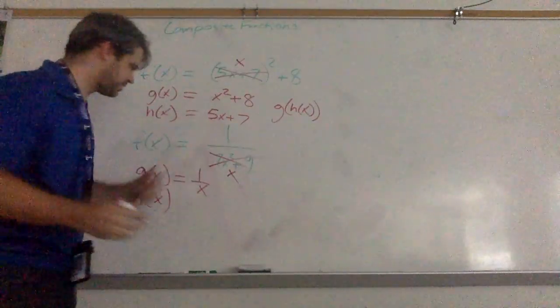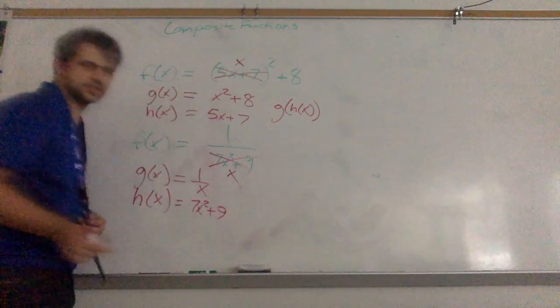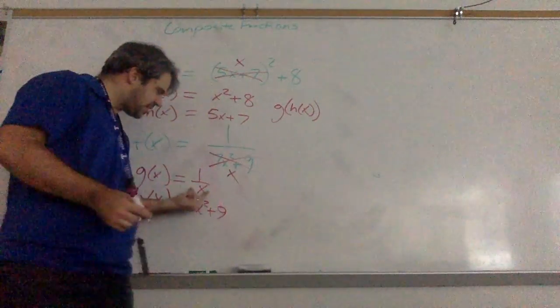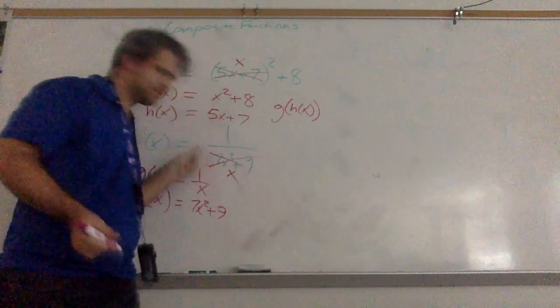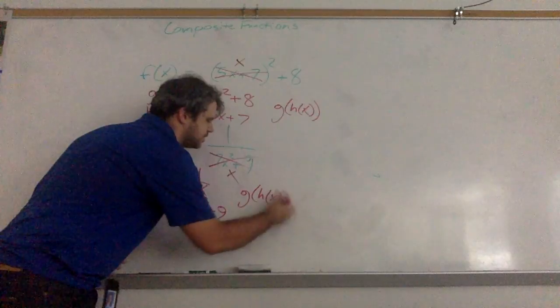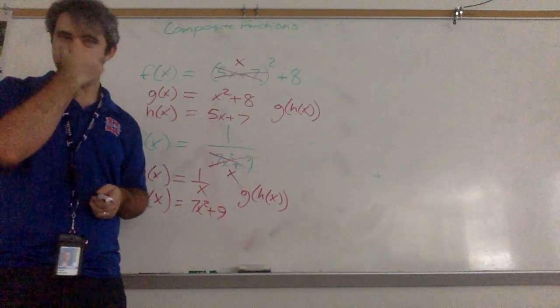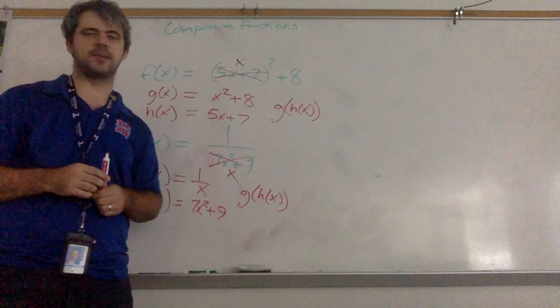So what did we cross out? We crossed out 7x squared plus 9. So if I plug this in for x, I get this. So g of h of x equals my original function. So that would be how you would write a composite function.